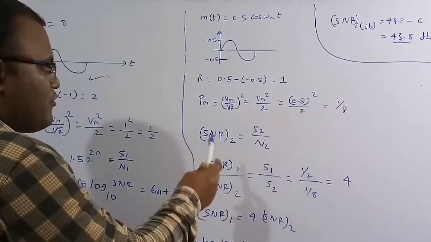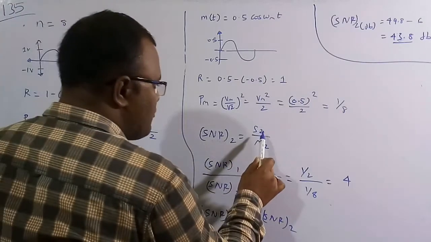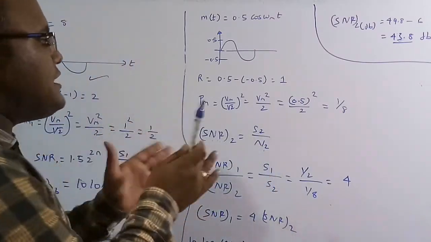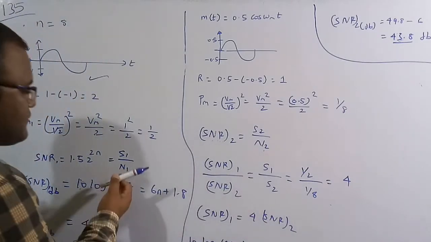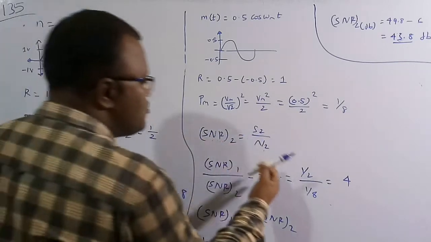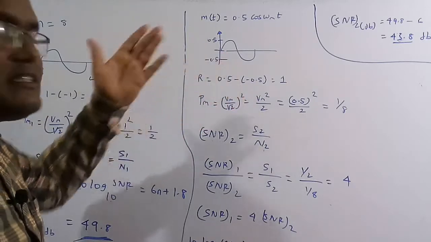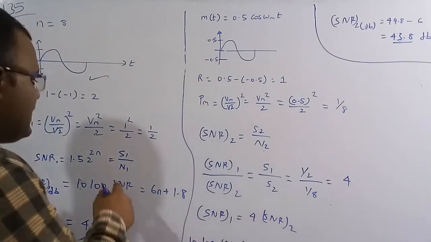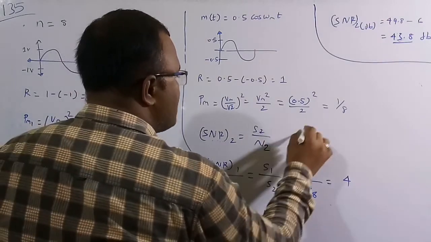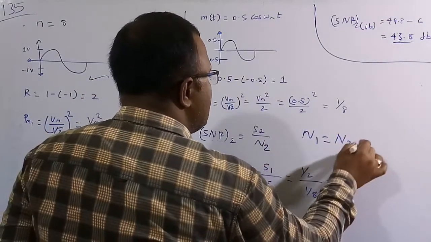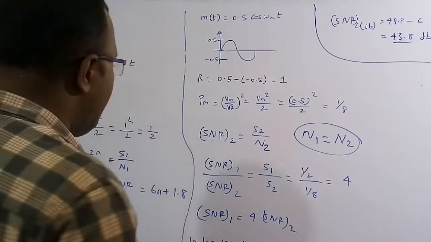So I have already told you the signal power to quantization noise power is equal to signal power by noise power. Noise power is independent of the type of the signal. So we can conclude that the noise power in the first case is also equal to the noise power in the second case. But as the signals are varying, the signal power is also going to vary. Here N1 and N2 are equal, because the noise power is independent of the type of the message signal.